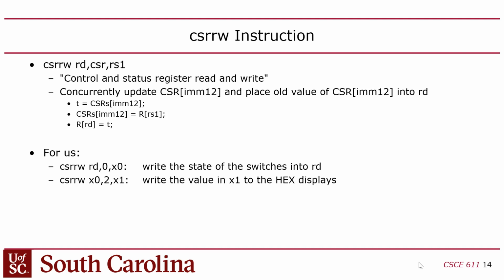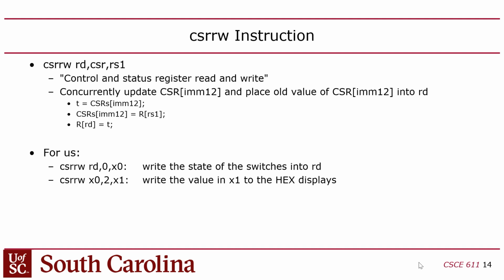If it's 0, that means you want to read from the switches, and if it's 2, you want to output to the hex displays. So this is the code. This pseudo code I got from the RISC-V official spec. What it's supposed to do is exchange the CSR register with the general purpose register. It's supposed to do a swap. It's supposed to take the contents of the CSR register, put it in the general purpose register, and the general purpose register contents go into the CSR. That's not how our processor will work.